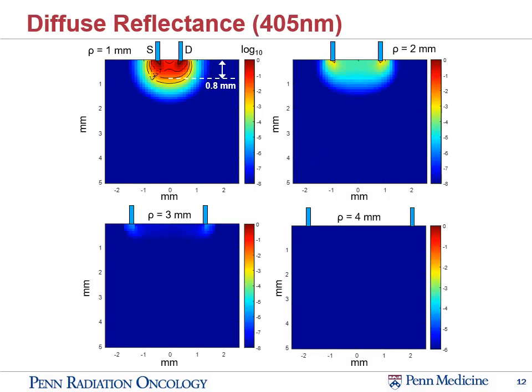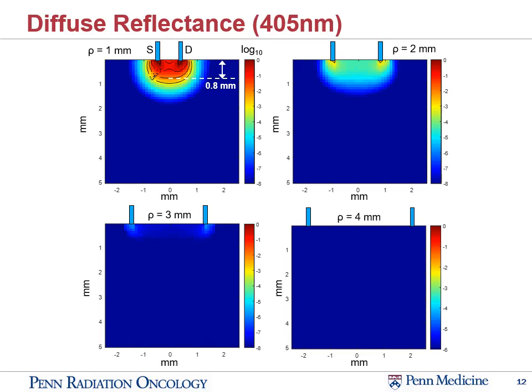Next, we look at diffuse reflectance measurement with different source and detector separations at 405 nanometer. These figures are plotted on millimeter scales, and the colors are on log of 10 scale. The first figure on the top left shows the heat map of the light path taken by the light that reaches the detector fiber placed at 1 mm away from the source fiber. About 99% of the detected light travels up to 0.8 mm into the tissue.